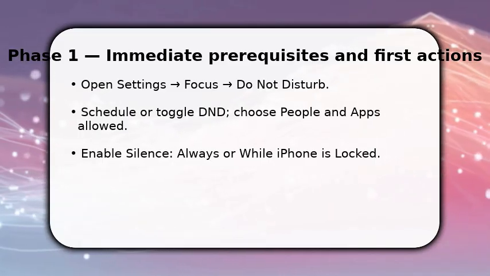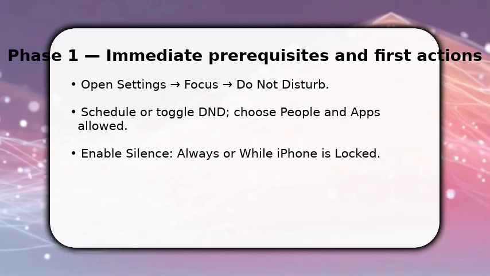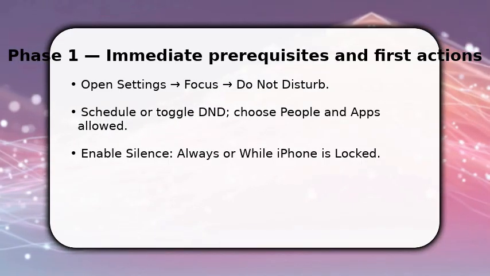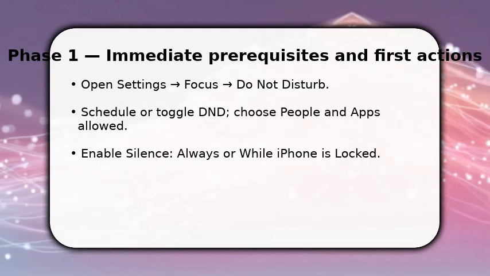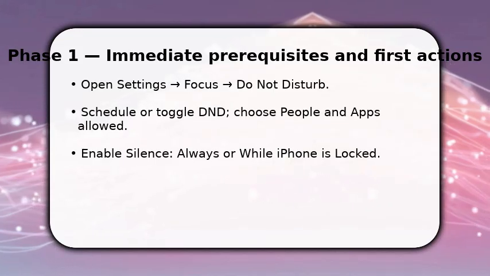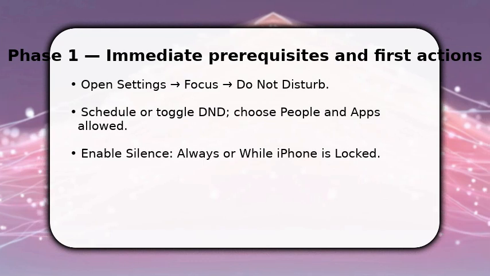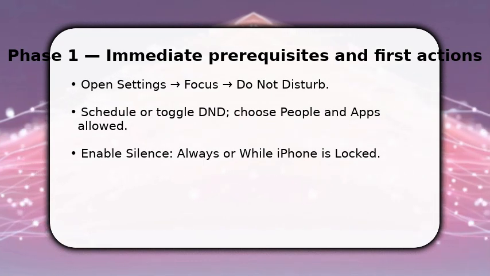Once done, decide if you want a scheduled window or immediate activation, and set silence to always if you need no sounds while using the phone. Make sure to remove any allowed contacts, otherwise those calls will still ring. These steps immediately prevent interruptions, but preserve data and Wi-Fi connections.